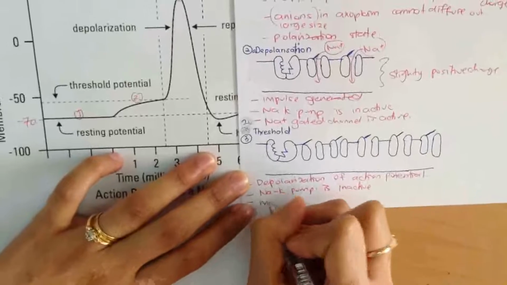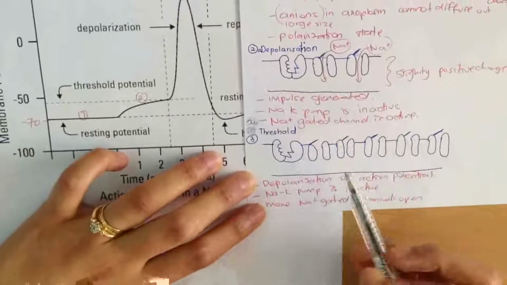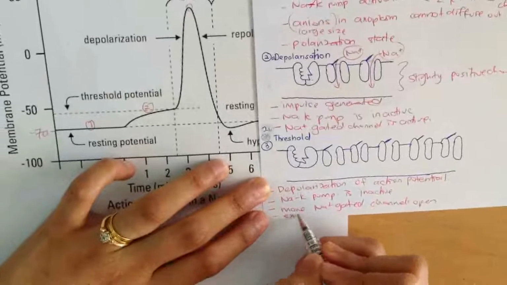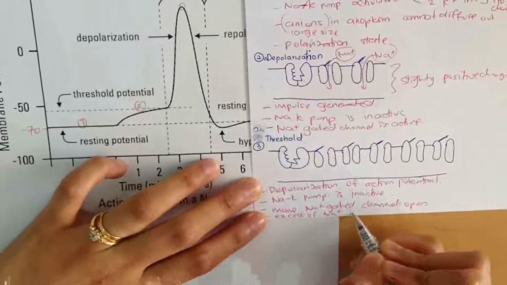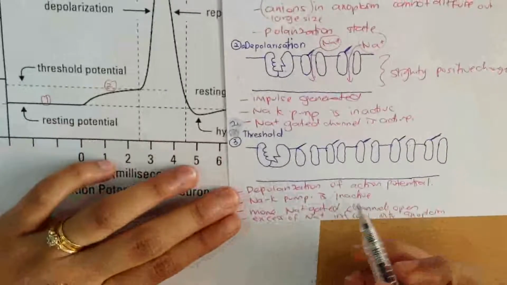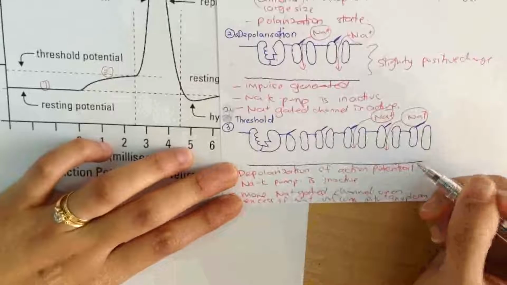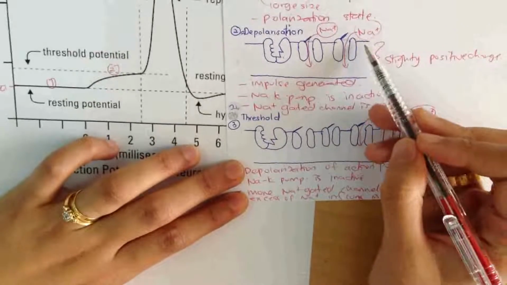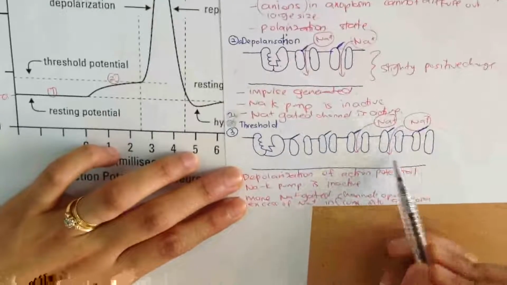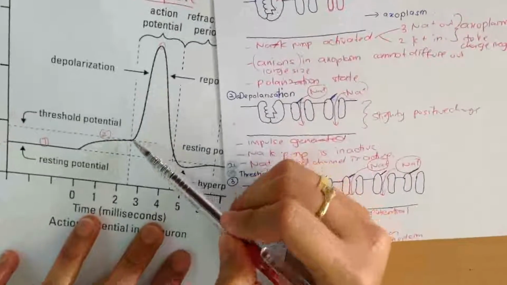And more Na plus gated channels are open or active. As you can see, just now there were only 2. Now more Na plus gated channels are open, allowing excess Na plus influx into the exoplasm. What is the meaning of influx? Meaning more Na plus move into the exoplasm. This is called positive feedback: at first there are few Na plus, then the diffusion of Na plus into the exoplasm increases. That is positive feedback. So as you can see here, the graph will automatically increase high.